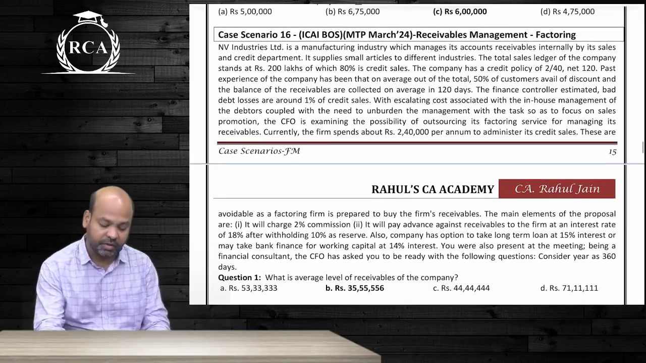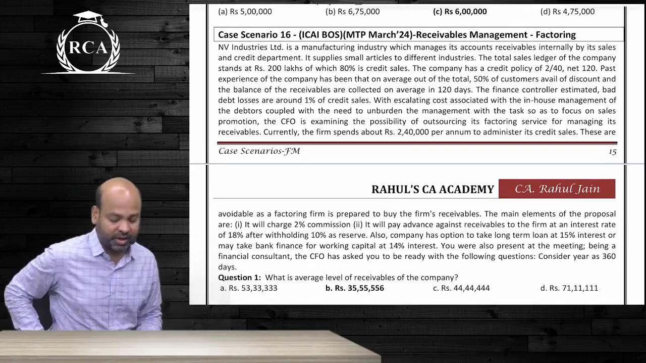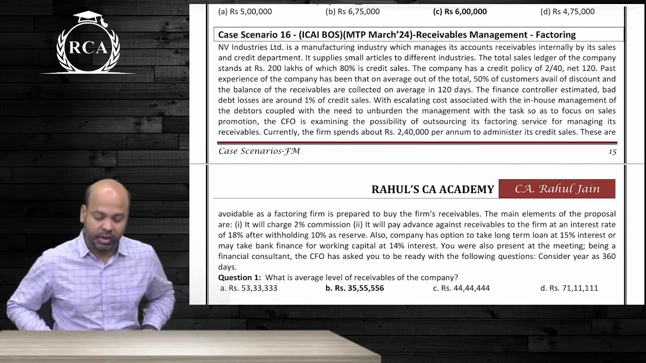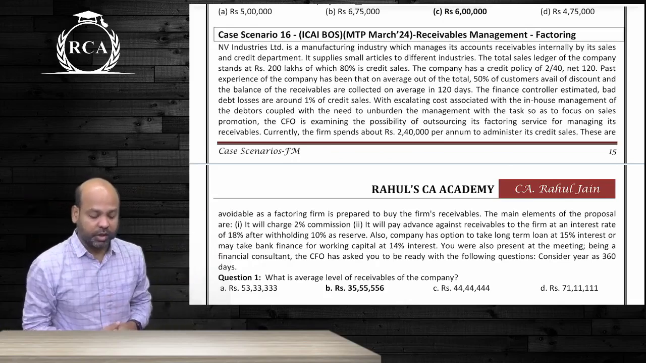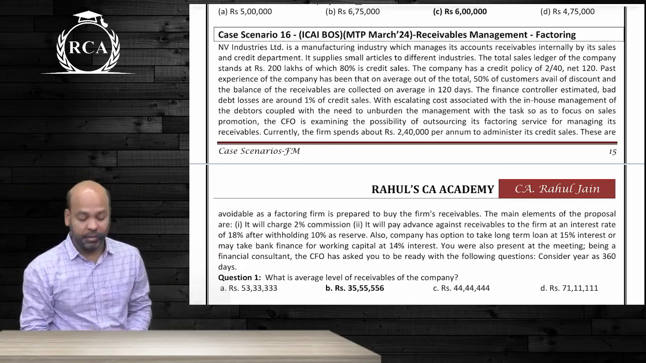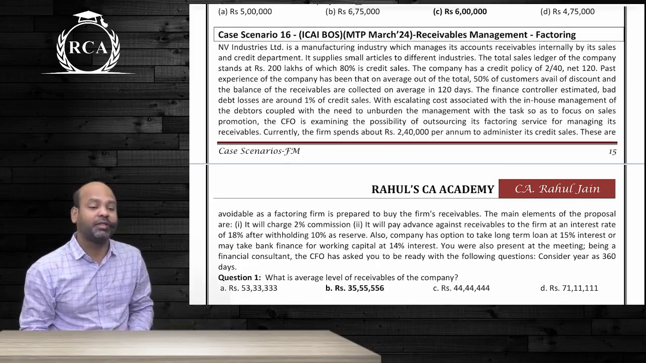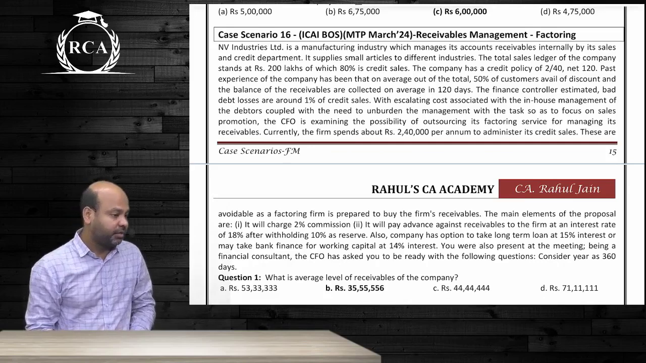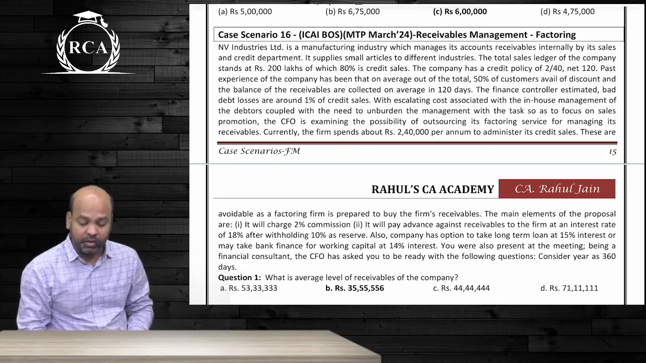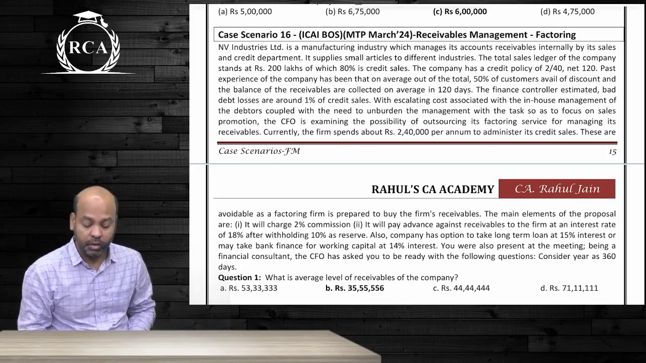NV Industries is a manufacturing industry which manages its accounts receivables internally by its sales and credit department. It supplies small articles to different industries. The total sales ledger of the company stands at 200 lakhs, out of which 80% is credit sales. The question is related to factoring, guys, so only credit sales will be relevant. As of now, the credit sales are 160 lakhs. The company has a credit policy of 2 by 10 net 120, 2 by 40 net 120.